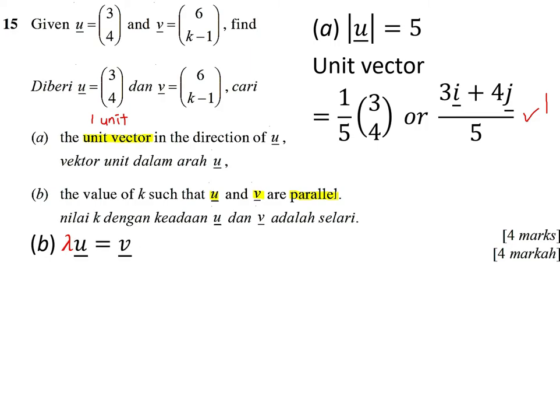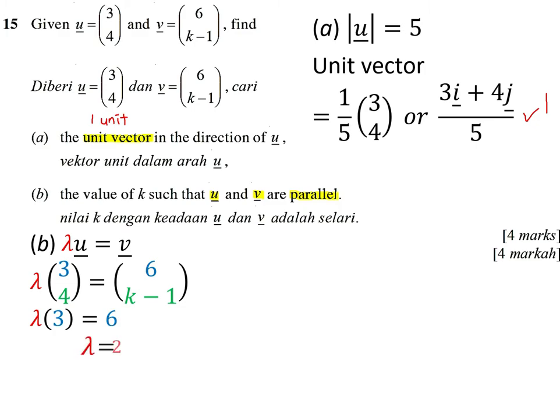So you can either add the lambda in front or at the back, up to you. In this case, I show you the example if I add the lambda in front of the u. Let's see what happens. So we substitute the vectors inside. Lambda (3, 4) is equal to (6, k minus 1). Then after that, we can compare x to x and y to y already. So lambda times 3 is equal to 6. Do you realize that we can actually get the value of lambda, which is 2?